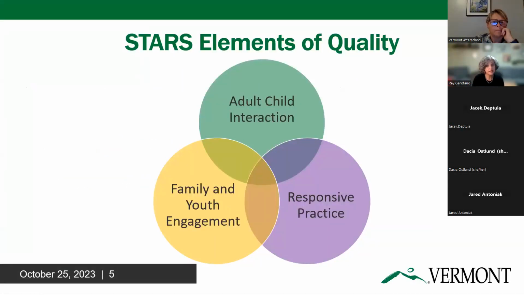So this new system is built based on 3 elements of quality: adult-child interaction, family and youth engagement, and responsive practices. STARS, many of you who are familiar with the old system know that it used to be based on arenas in the old system, and the new system focuses on these 3 elements. Adult-child interactions are mutual back and forth connections between adult and child. Nurturing and supportive adult-child interactions are foundational to learning.